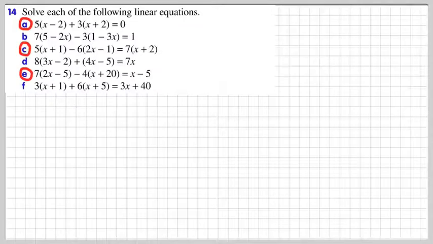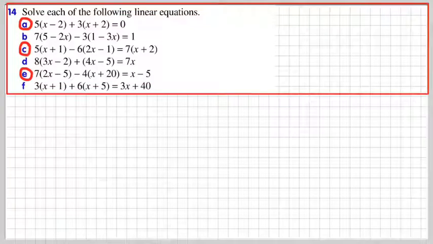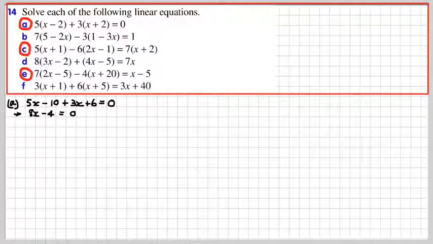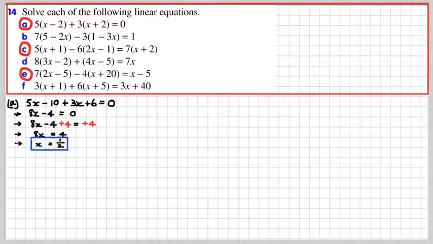Alright, you're back? Alright, let's go. We're going to have a go at this now. The first one, I've multiplied the bracket out before I do anything. 5x minus 10 plus 3x plus 6 equals 0. Now, we just need to clean that up a bit. So we've got 8x minus 4 equals 0. If we add 4 to both sides, we'll get 8x equals 4. Divide both sides by 8, and we'll get x equals a half. Great, great. Okay, what about C?